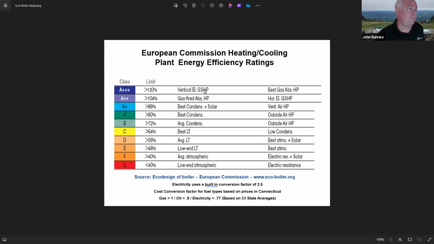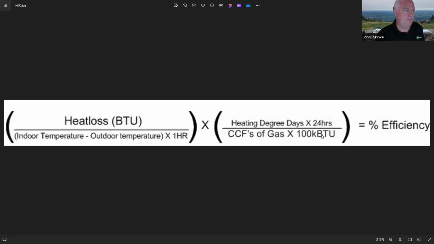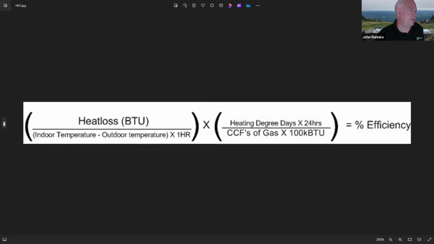And then up here, if you're over 120%, like the ground source heat pumps and best gas absorption heat pumps, then 2.5 times 1.2 is like 3. That means that's better than a coefficient of performance of 3, up in the A++ category for electrical systems. The boilers themselves are based off the fuel. So if it says 64%, that means the low temperature boiler is 64% efficient. When using this formula, you may want to use a conversion factor that you can add into the use of this formula for electricity or something. I kind of want to show that.